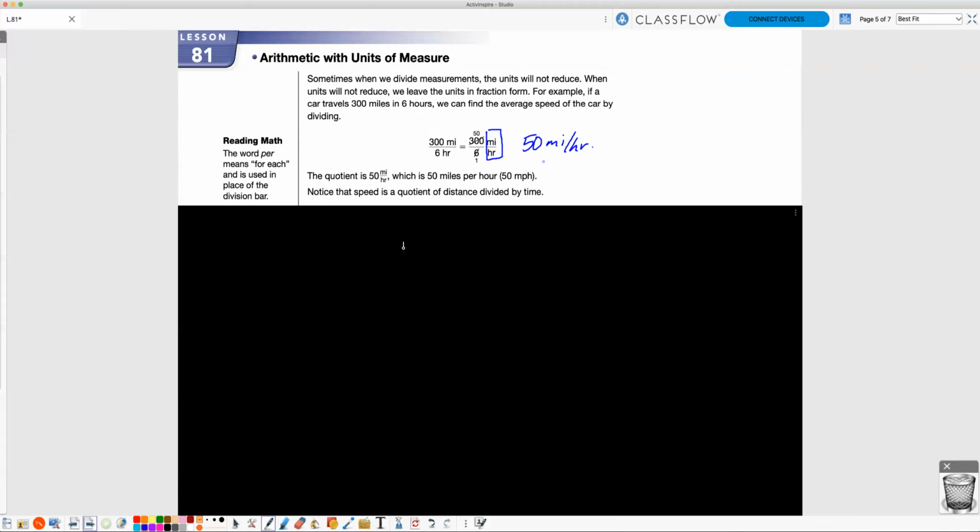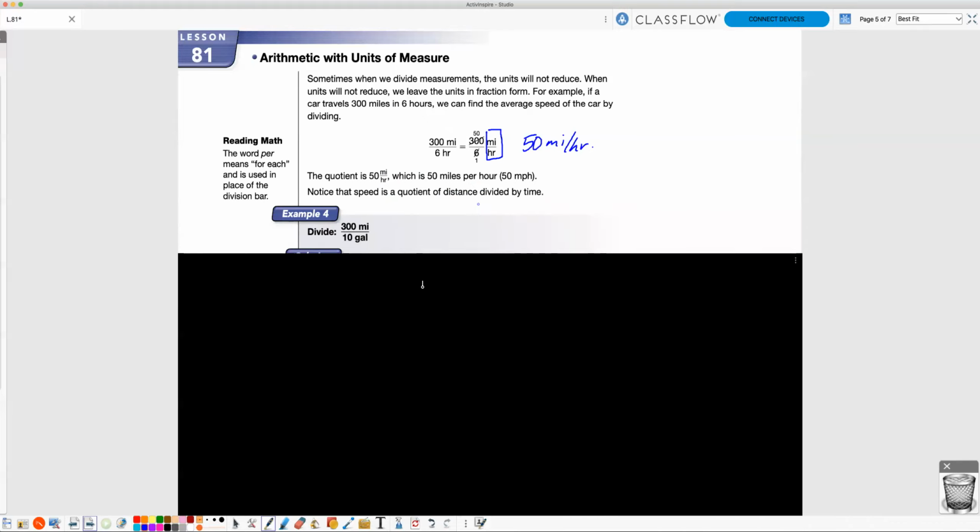So the quotient 50 miles per hour is just read that way. Notice that the speed is a quotient of the distance divided by time. So if you have 300 miles per 10 gallons, you would have to divide 300 by 10, which you can see this 0 will get knocked out. That 0, all you're left with is 30 over 1. So the number is 30.